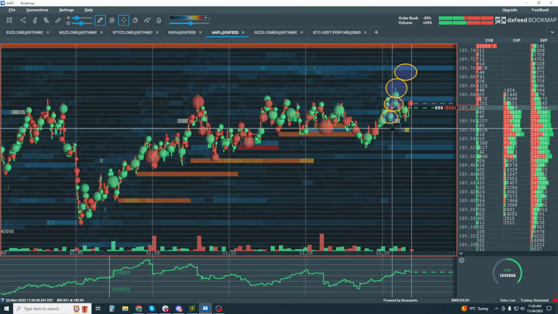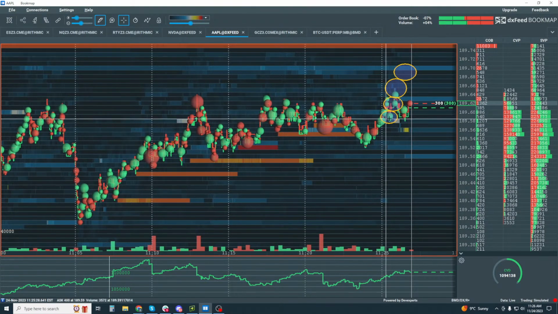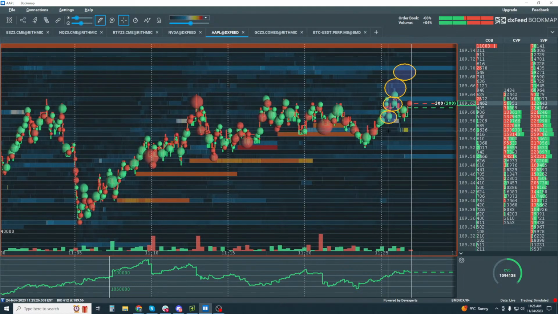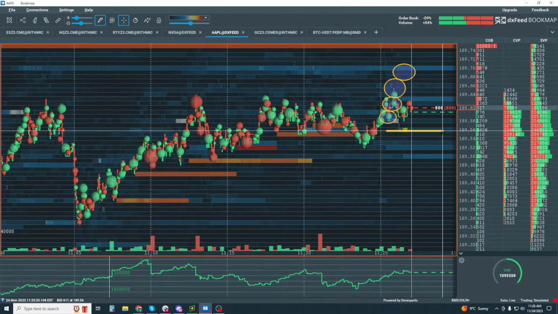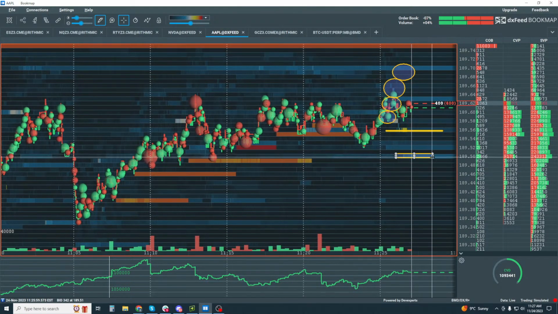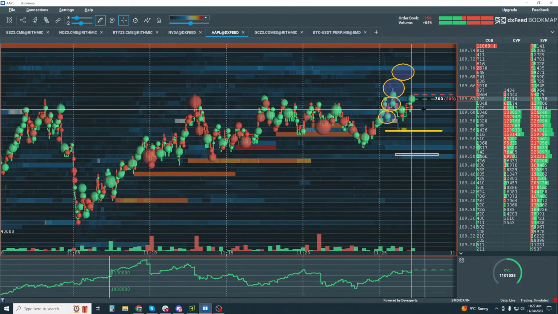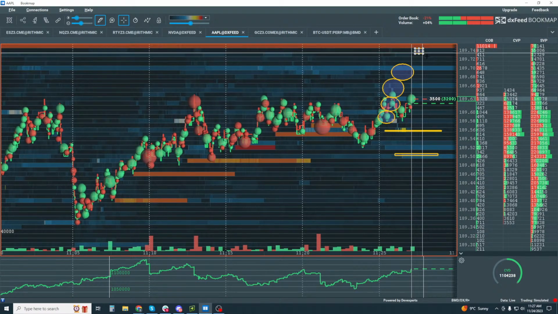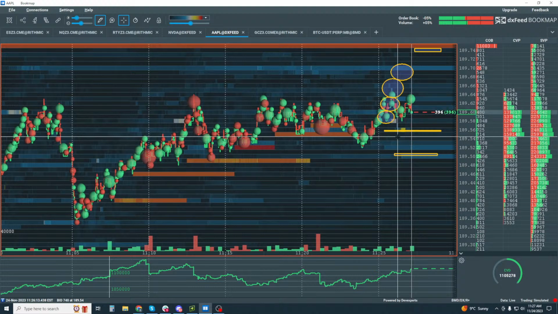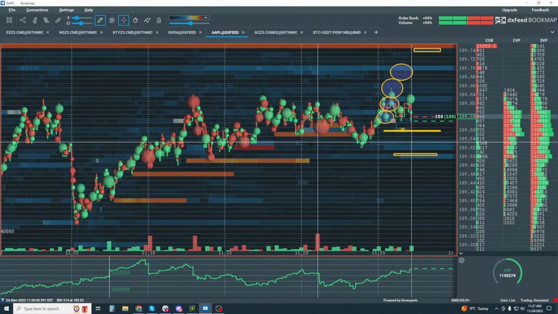But you could be getting involved anywhere in here. You could be placing your stop pretty aggressively here or even at the swing here. And then you're looking for taking some profit back up into these levels here, where that liquidity is, or front running that liquidity.